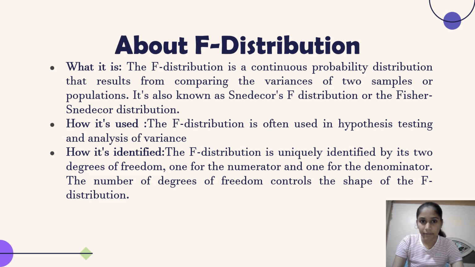How is it identified? The F distribution is uniquely identified by its two degrees of freedom, one for the numerator and one for the denominator. The number of degrees of freedom controls the shape of the F distribution.